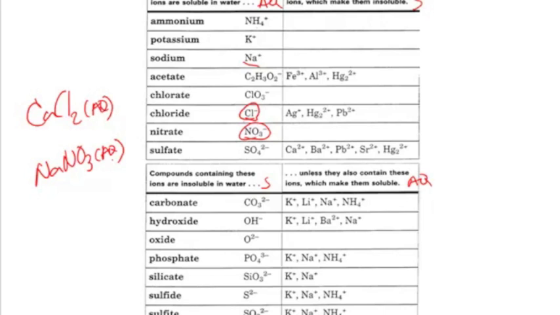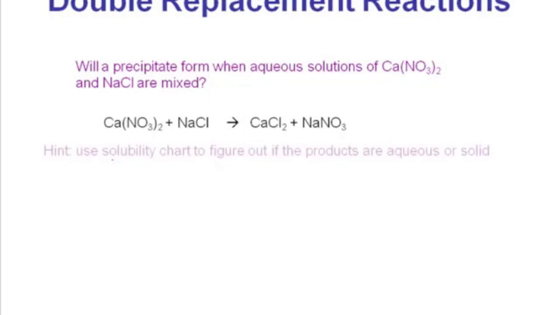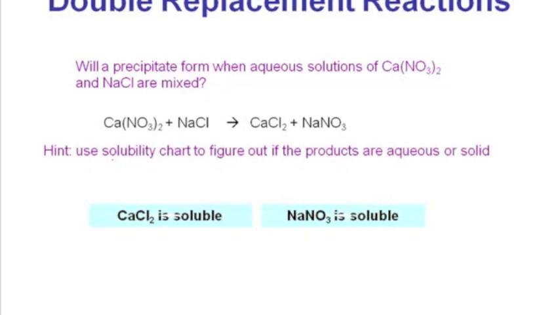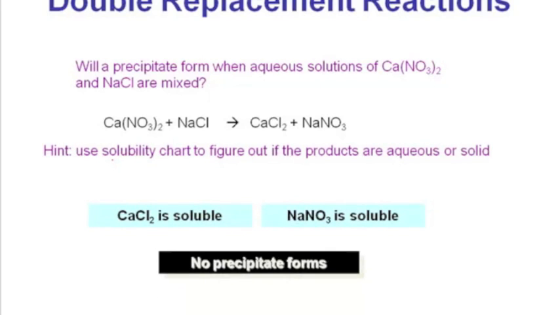Now, we still have to do all 3 equations. Okay, so taking a look there, will a precipitate form? The answer is no. Both of them are soluble, so therefore both of them are aqueous, and no precipitate forms. Taking a look at the equation, it looks like this. Now, I still have to go through the same motions.